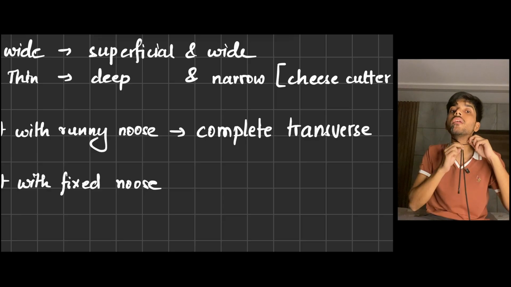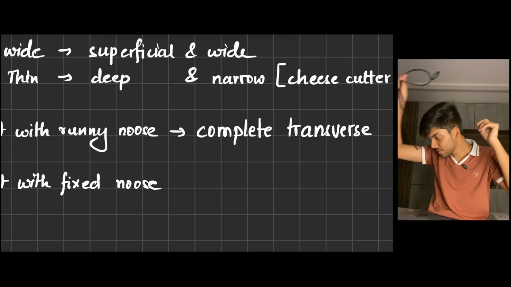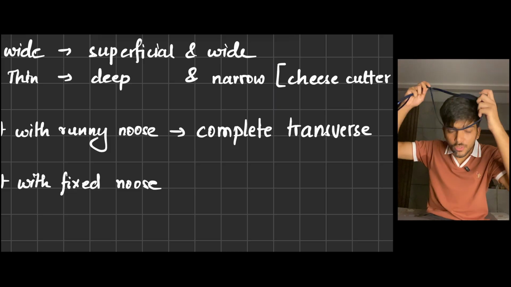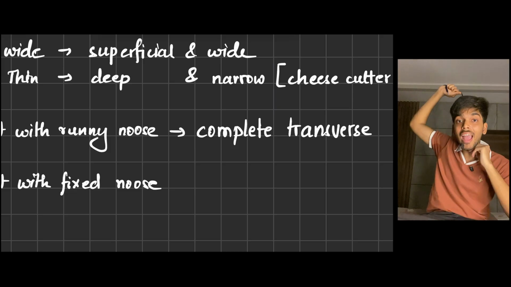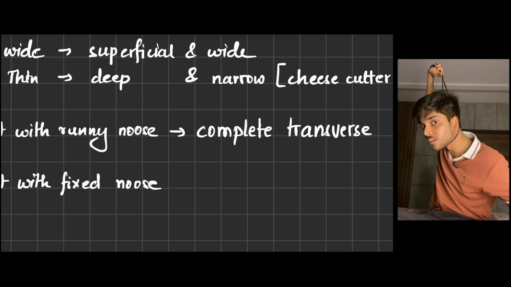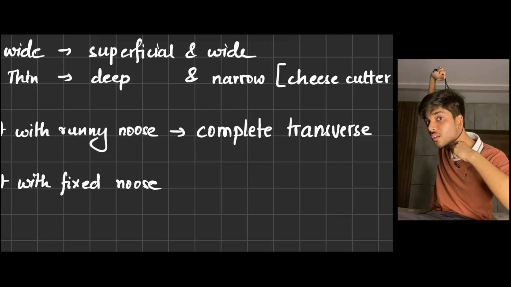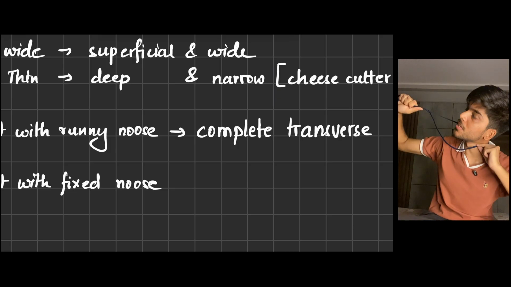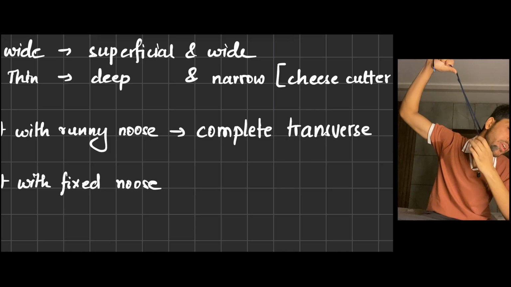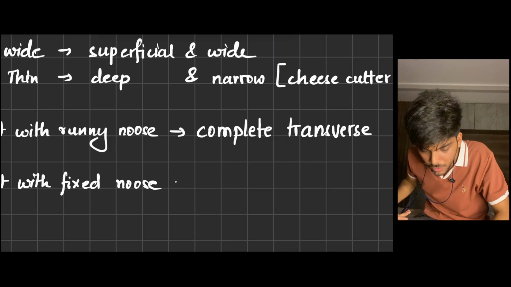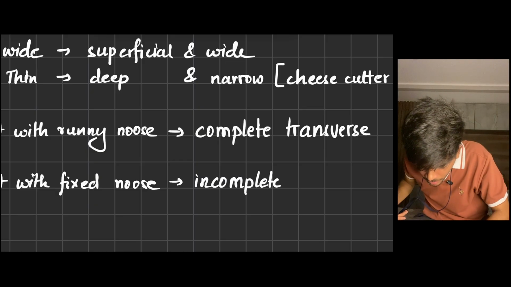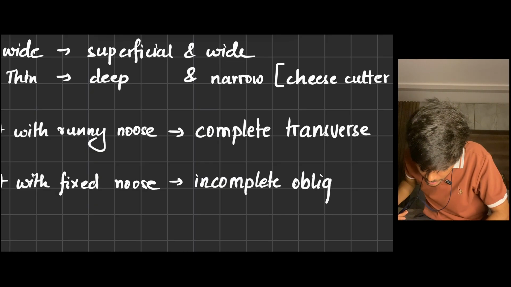Okay, another. This right here has a fixed knot with a fixed noose. That means if I hang myself, it's not going to slip down. And if it's not going to slip down, the ligature is going to be oblique. Let me show you from the side. The ligature is going to be oblique and there's space in between, that is incomplete. So this results in an incomplete oblique ligature mark.